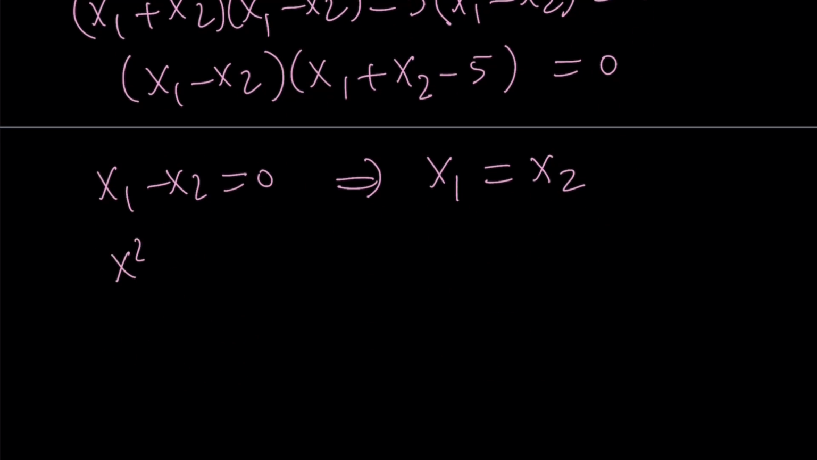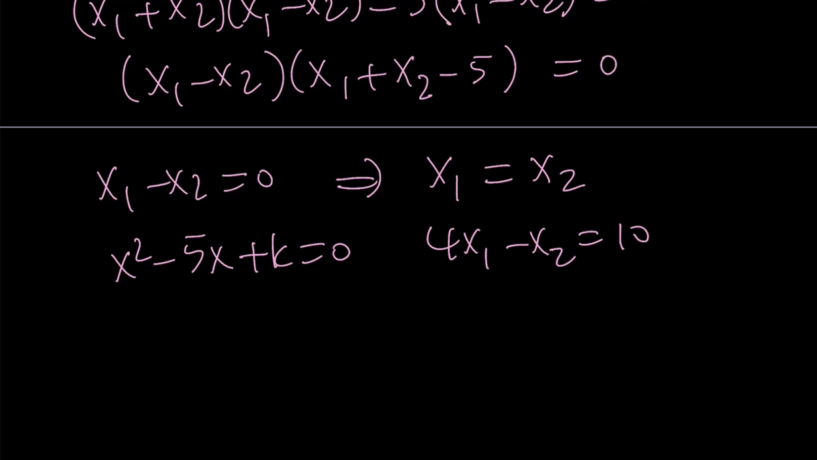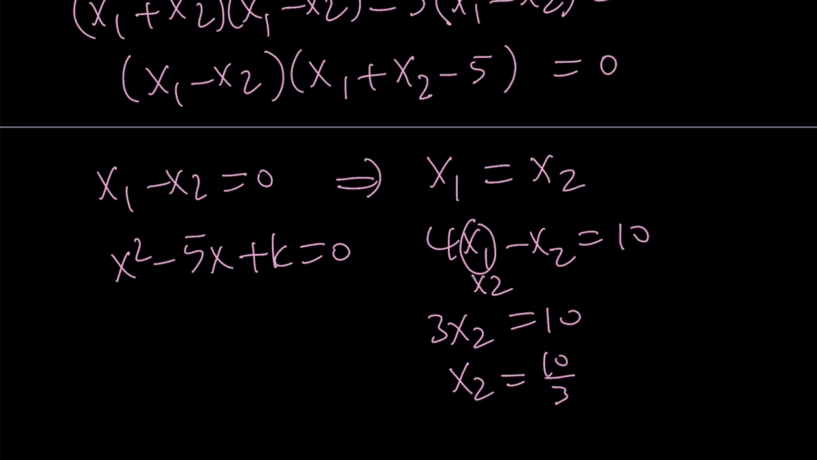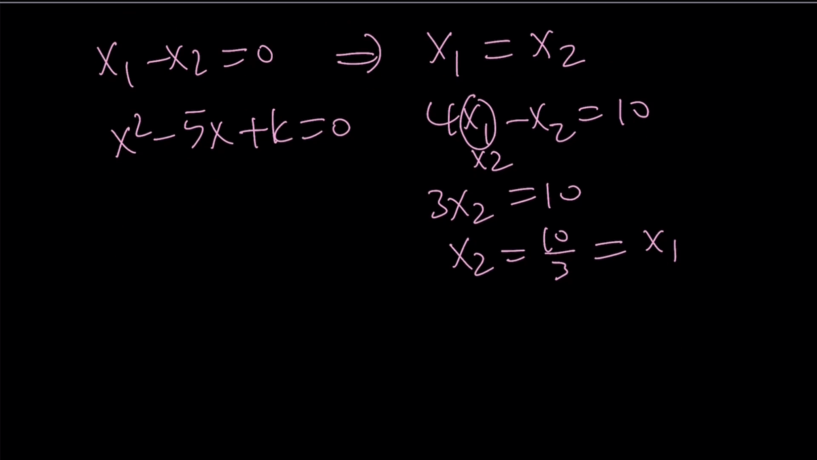We are given x squared minus 5x plus k equals 0, and 4x1 minus x2 is equal to 10. Since x1 is the same as x2, you can basically replace x1 with x2, and that's going to give you 3x2 equals 10, which means x2 equals 10 thirds. But that's going to be the same thing as x1. So in this case, we have both roots equal to 10 thirds, but is that possible? And my answer to that question is no, it's not possible.